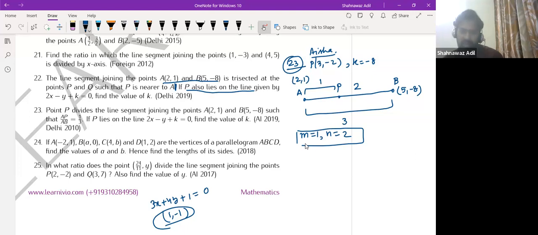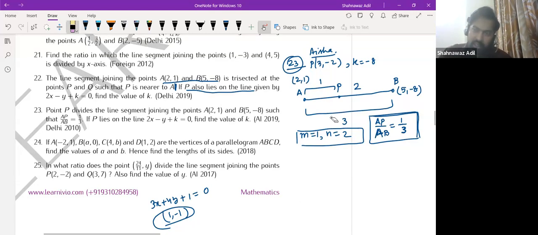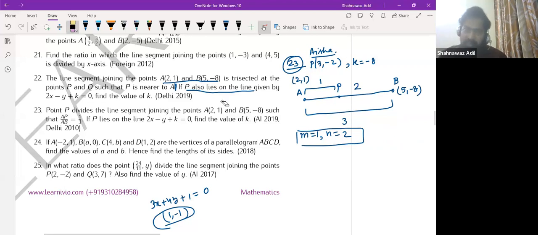In this question they have written AP by AB, right? So that was the trick, the twist in this question. Did you take the ratio 1 is to 3, Shaima? Yes, sir. What about you, Amira?